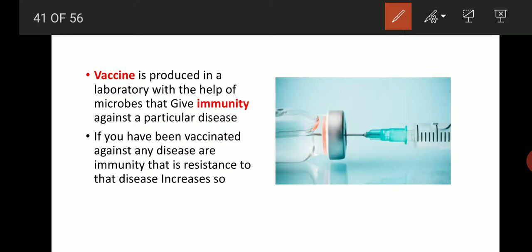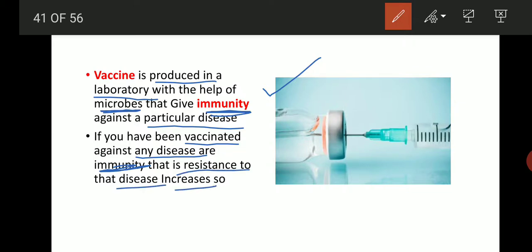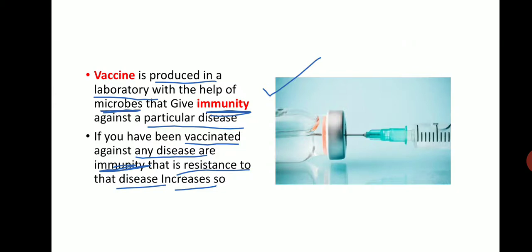Now let us study about vaccine. A vaccine is produced in a laboratory with the help of microbes that gives immunity against a particular disease. If we have been vaccinated against any disease, our immunity, that is resistance to that disease, increases so that the possibility of contracting that disease is greatly reduced.